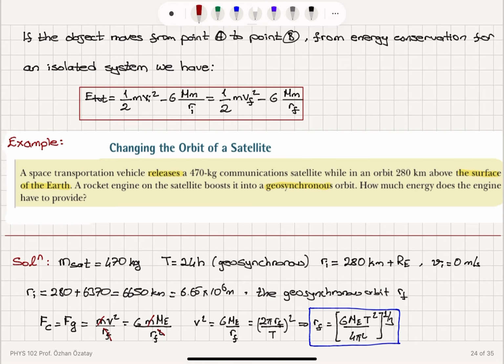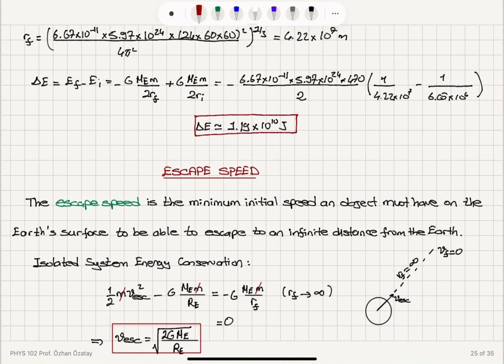Now, there is another important concept here, which is called the escape speed. It is the minimum initial speed an object must have on the Earth's surface to be able to escape to an infinite distance from the Earth.